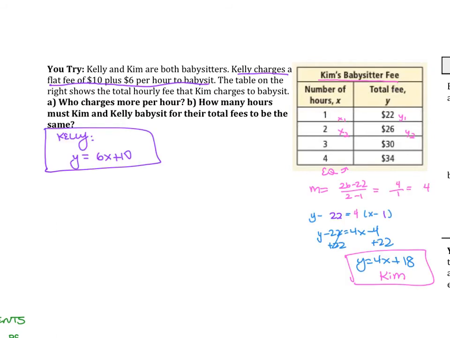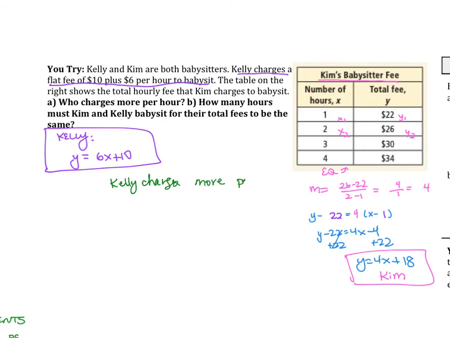Just to check in, to make sure you got the equations correct, Kelly was y equals 6x plus 10. The 10 is the flat fee, so that doesn't change. Now, $6 per hour is what's changing, so $6 times x. Every hour, you multiply by 6. Then for Kim, you use the slope formula. You would get 4. When you plug it into the point slope formula, you'll find the equation is y equals 4x plus 18. So that's Kim and this is Kelly. Who charges more per hour? You can tell that Kelly charges more per hour.